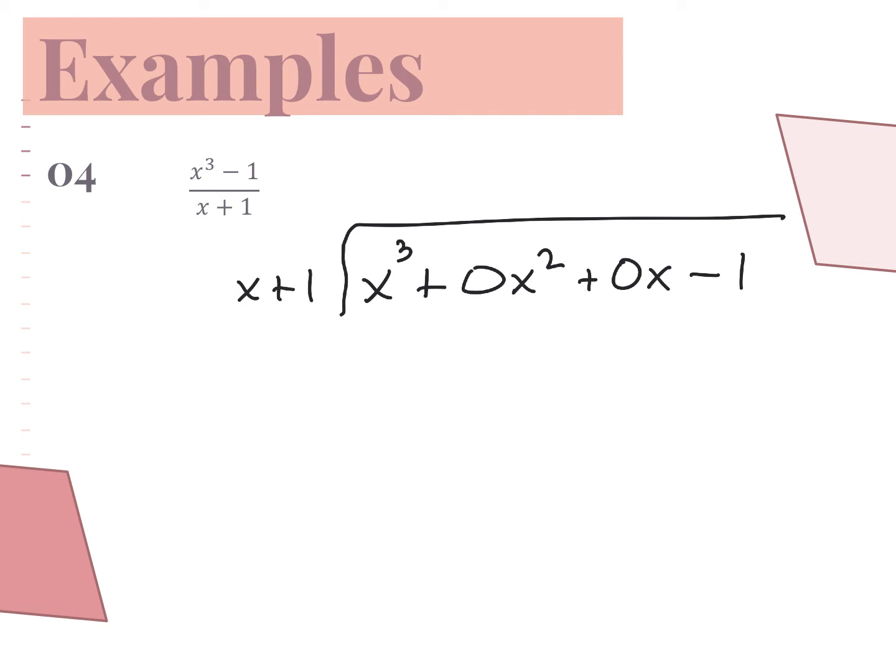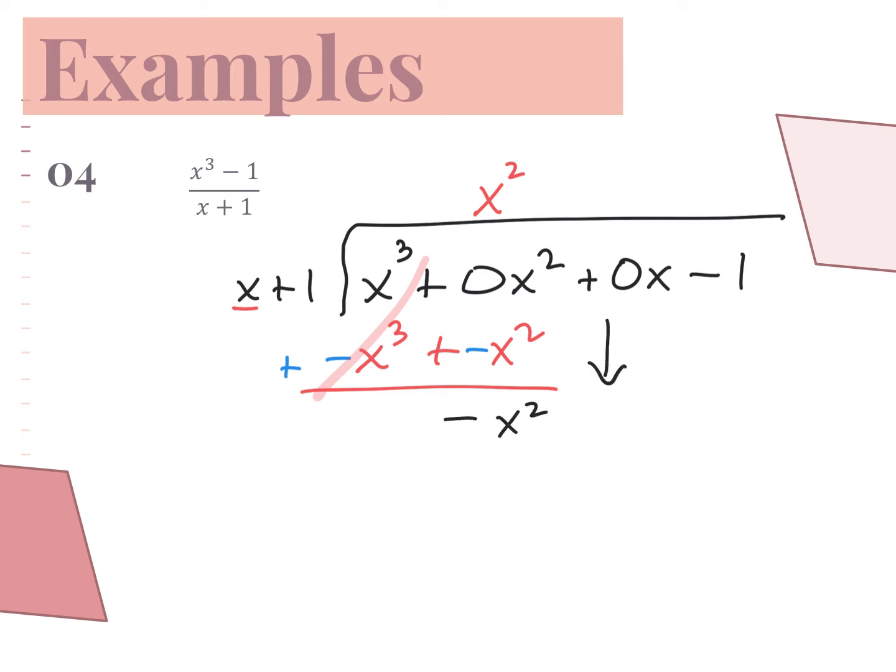So now what I need to do is figure out what do I need to multiply x by to make it x cubed. And I'm going to multiply it by x squared. I need to distribute x squared to the x and to the 1. X cubed plus x squared. Change the signs to opposite and add up. So I'm going to change this to a negative and this to a negative. This is gone. And now 0 plus negative x squared is negative x squared.